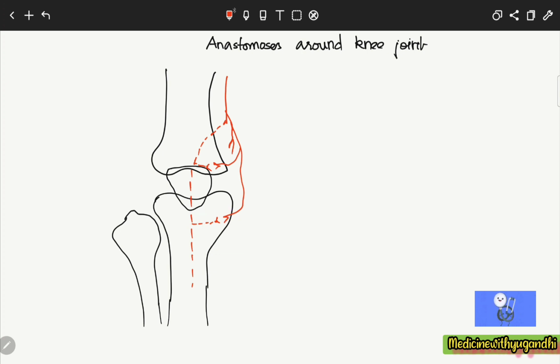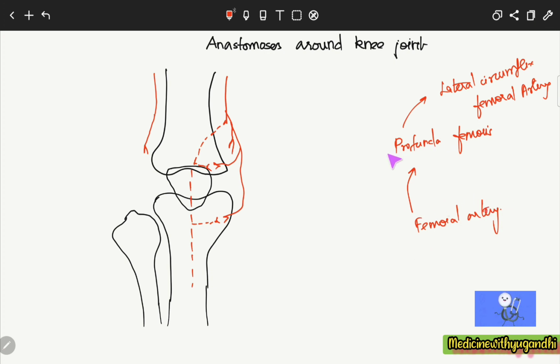Now coming to the lateral side, here comes the descending branch of the lateral circumflex femoral artery. This lateral circumflex femoral artery is a branch of the profunda femoris. It usually arises from the lateral side of the profunda femoris artery, and profunda femoris is in turn a branch of the femoral artery. Profunda femoris is nothing but a deep branch of the femoral artery. Then from the profunda femoris, the lateral circumflex femoral artery arises from the lateral side. From that artery, a descending branch comes down over the lateral side of the femur.